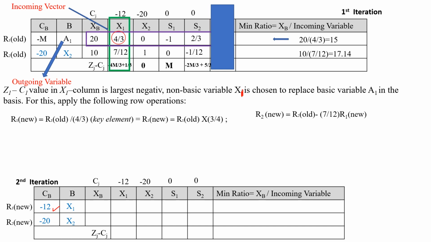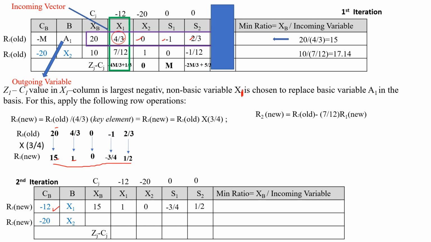First I look at the first row operation, that is R1 new equals R1 old into 3 by 4. First I write down the R1 old elements: 20, 4 by 3, 0, minus 1 and 2 by 3. Then I multiply with 3 by 4, which gives R1 new: 20 into 3 by 4 is 15, 4 by 3 into 3 by 4 is 1, 0 into 3 by 4 is 0, minus 1 into 3 by 4 is minus 3 by 4, and 2 by 3 into 3 by 4 is 1 by 2. So enter these values in R1 new.